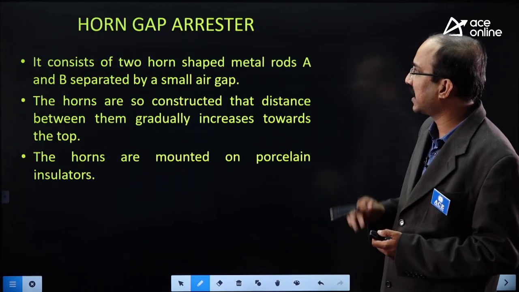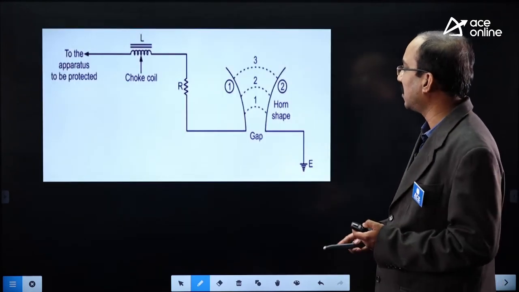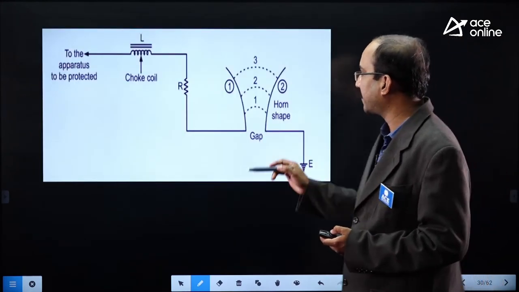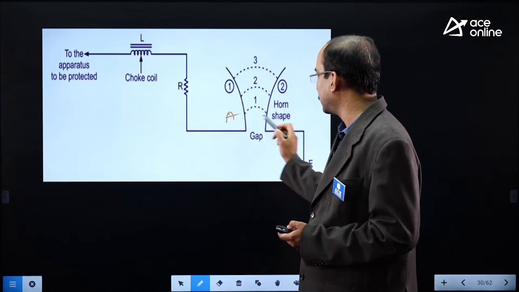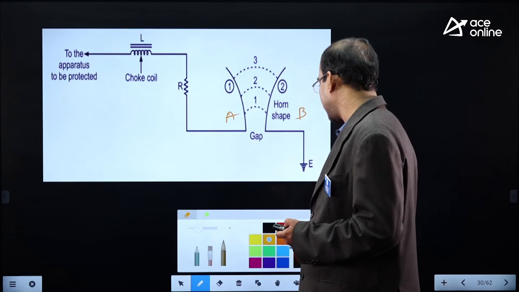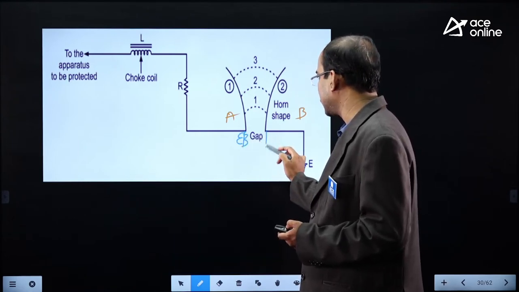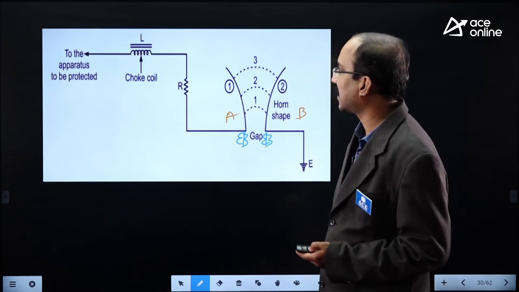Now let us look at the next one, that is the horn gap type arrester. If you observe, the horn gap type arrester consists of two horns, one is A and the other one is B. Generally, these two horns are placed over insulators like this.